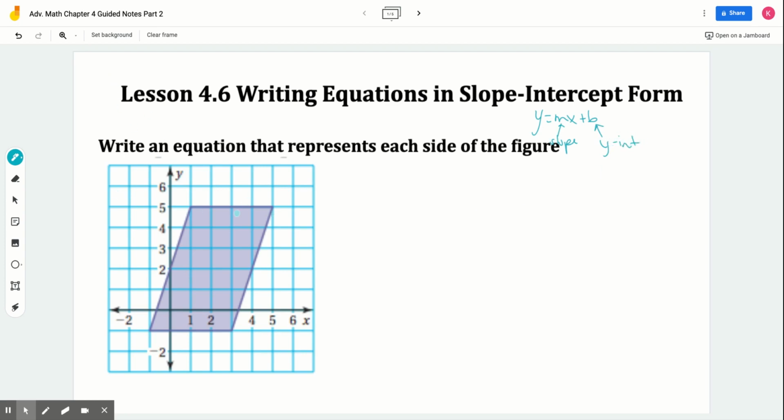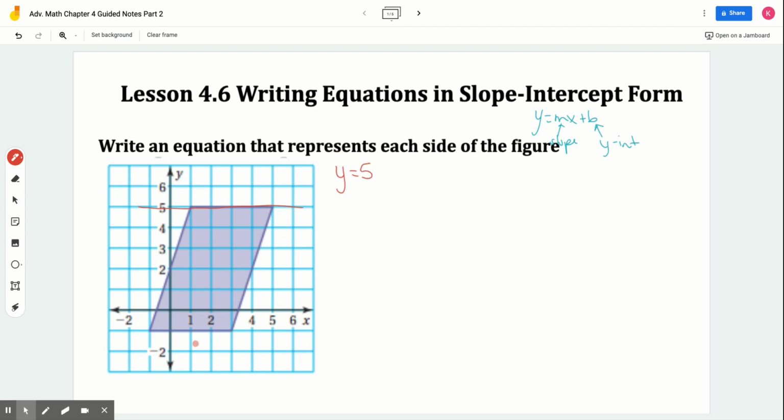So now I'm going to start with this top line here. This top line is horizontal, therefore it has no slope. It crosses the y-axis at 5. So for this top red line, my equation is going to be y equals 5, since it is a straight horizontal line.